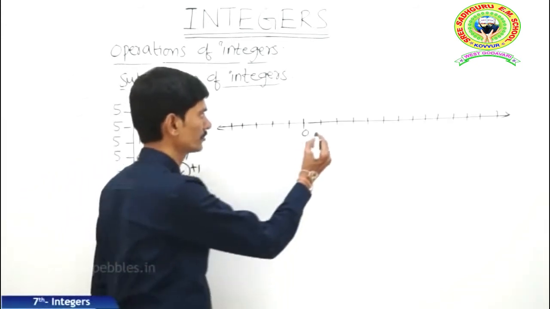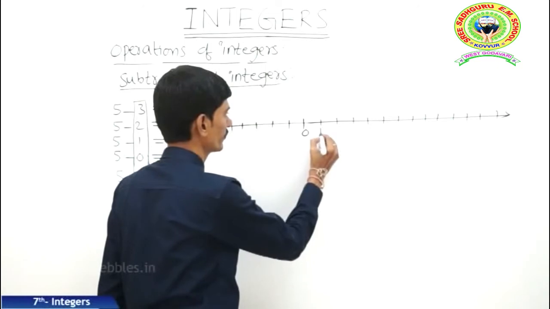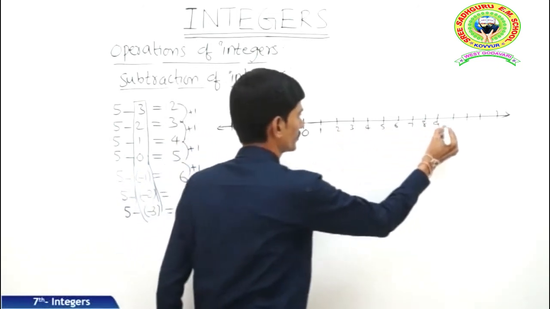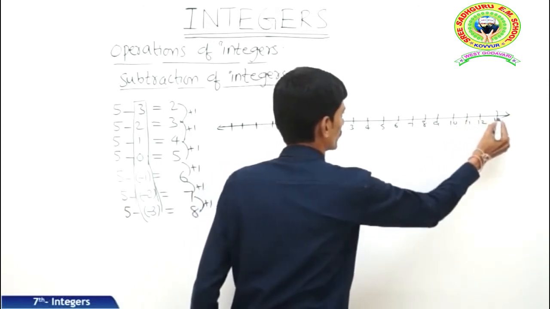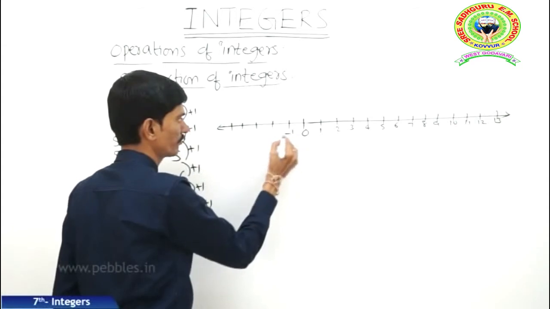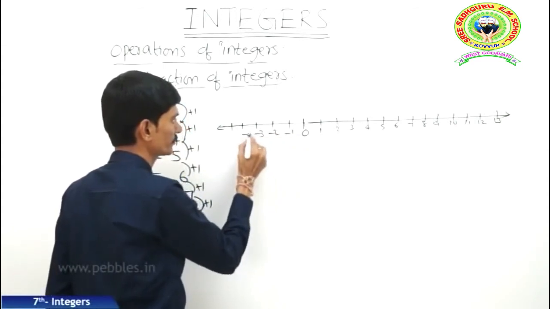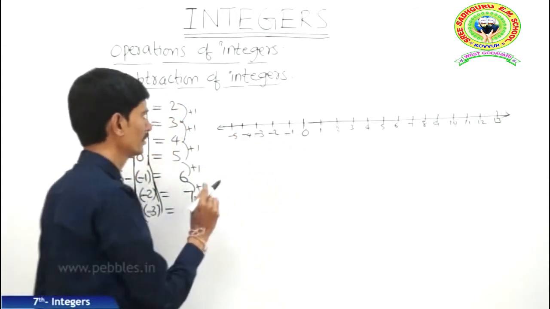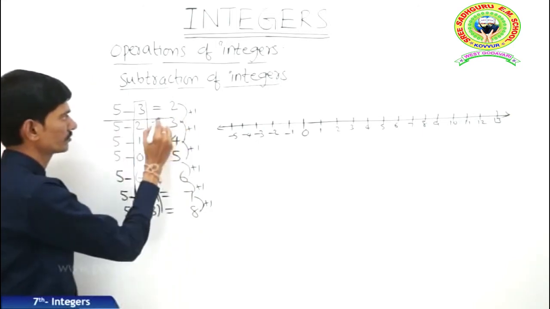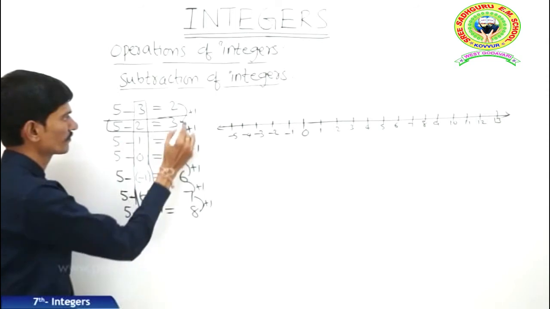So from the right side of 0 we take positive integers 1, 2, 3, 4, 5, 6, 7, 8, 9, 10, 11, 12, 13 and so on. And on the left side of 0 we take negative integers minus 1, minus 2, minus 3, minus 4, minus 5 and so on. Now when you take the subtraction case, 5 minus 2 equals 3.